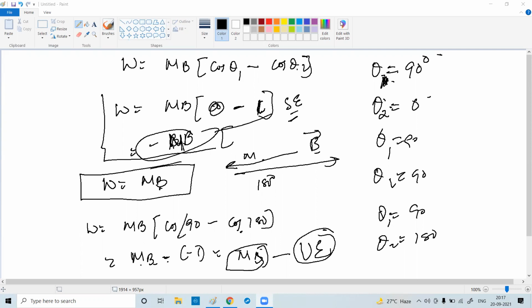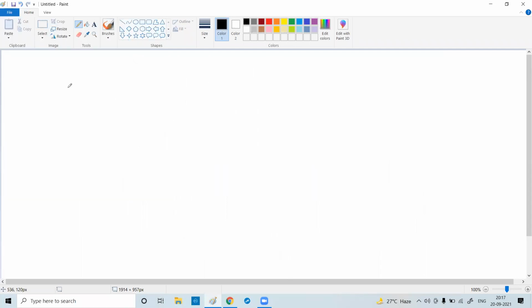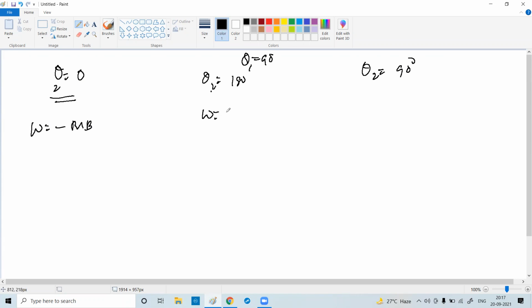So 3 things will be asked. One is minimum. Why minimum? When energy is lower, you get stable equilibrium. Minimum energy is minus MB. See what we got: we got 3 conditions. Theta 1 is 90 for all of them; forget that. Theta 2 is 0, theta 2 is 180, theta 2 is 90. Clear? When theta 2 is 0, this becomes WS minus MB. Yes or no? When theta 2 is 180, WS is plus MB. When theta 2 is 90, W is 0.